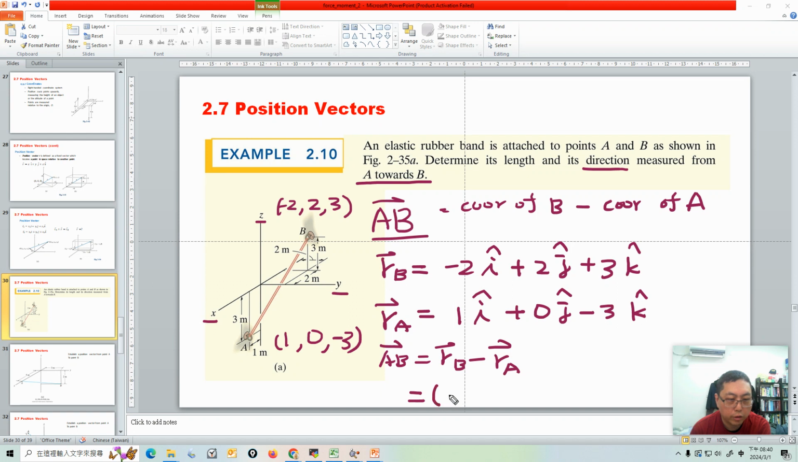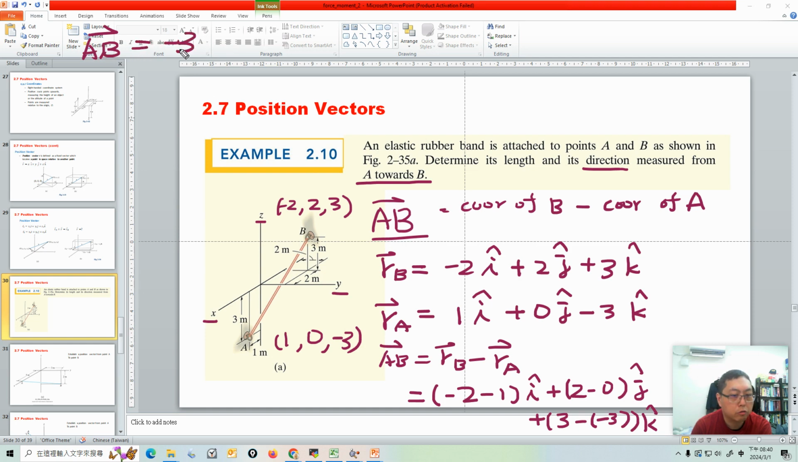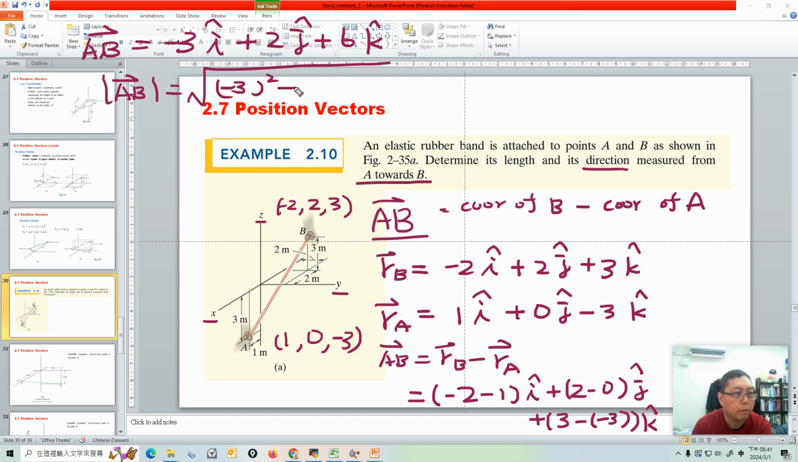So it's -2 minus 1 I plus 2 minus 1 J plus 3 minus (-3) K. So the AB vector is just -3I plus 2J plus 6K. What is its magnitude? It's -3 squared plus 2 squared plus 6 squared, which is 9 plus 4 plus 36, equal to 7.